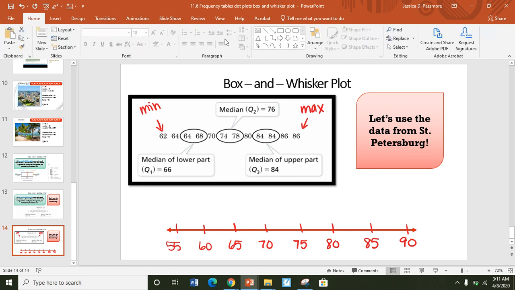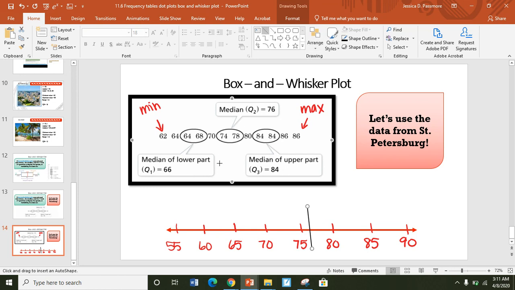And then what I'm going to want to do is mark my median. That's the very first thing I found in my data set. We found that the median was 76. So 76 is going to be a tick mark right over here. And to make it stand out, I'm going to change it to a bold black line right there. So that's my median, that's my Q2. I marked that one first.